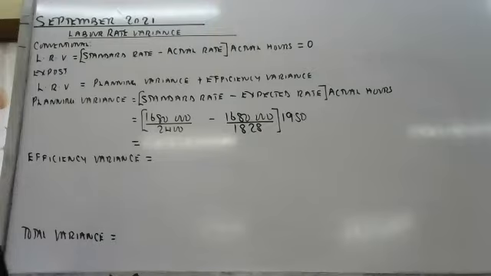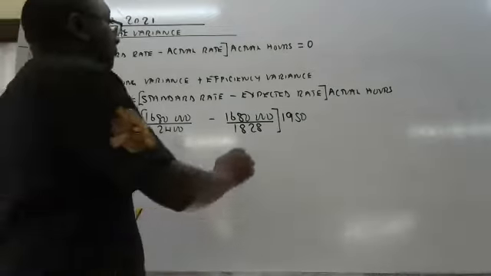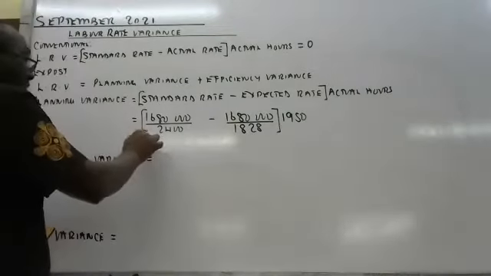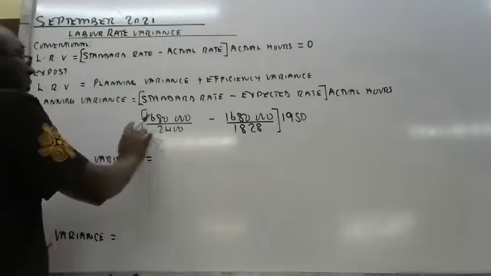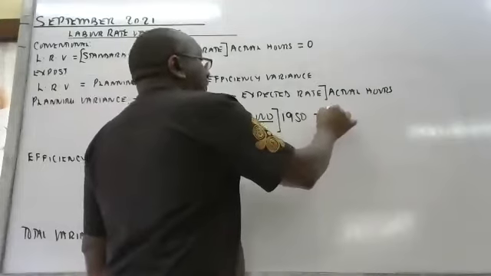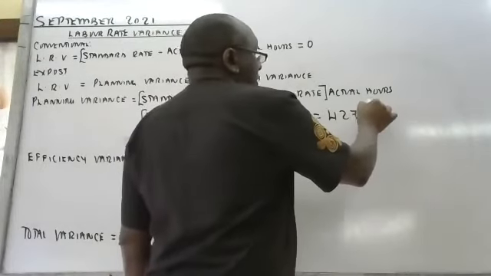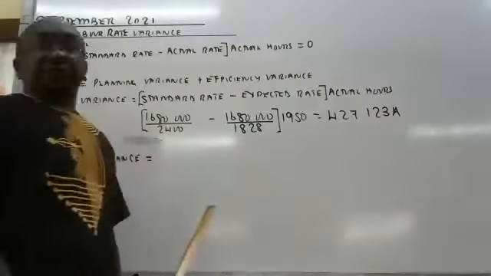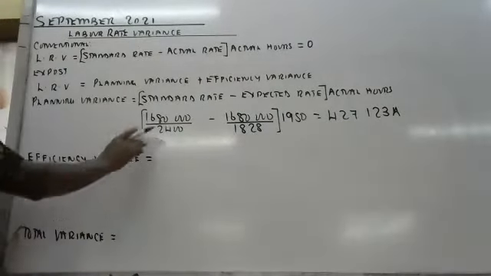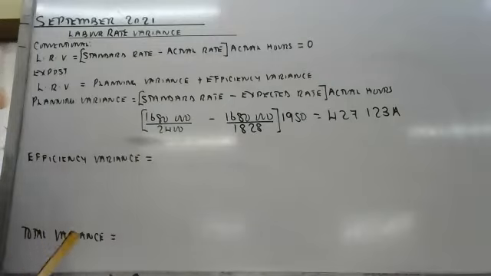What's the answer? 427. 427. 123 negative, so if it is negative, that is adverse. That's adverse. Okay, now let's come to the efficiency.